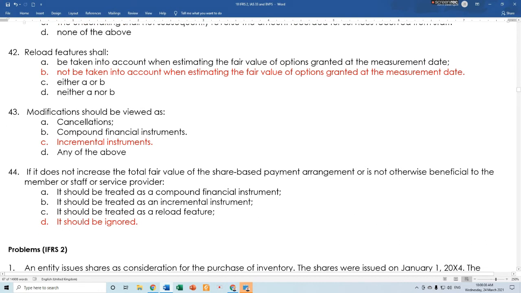43, modifications should be viewed as letter C, incremental instruments. Di ba? Sabi nga natin, pag nag-modify tayo at mas mataas yung ipinalit, additional expense siya. So, incremental instrument. Kapag mas mababa naman, as if hindi tayo nagpalit, di ba? So, walang bababawas. Laging may increments na mangyari pero hindi pwedeng mabawasan. Okay? So, letter C ang sagot.